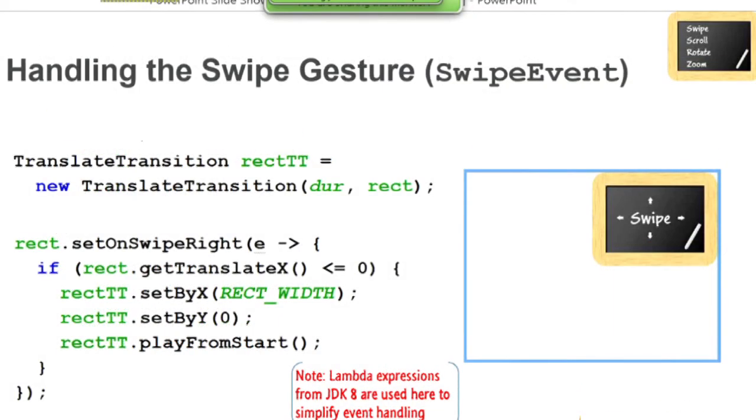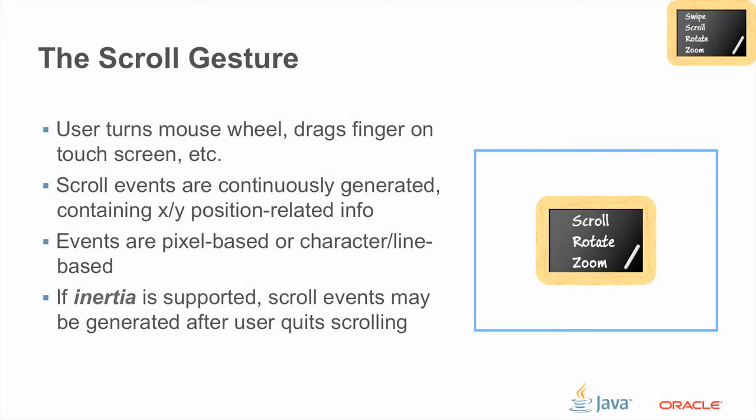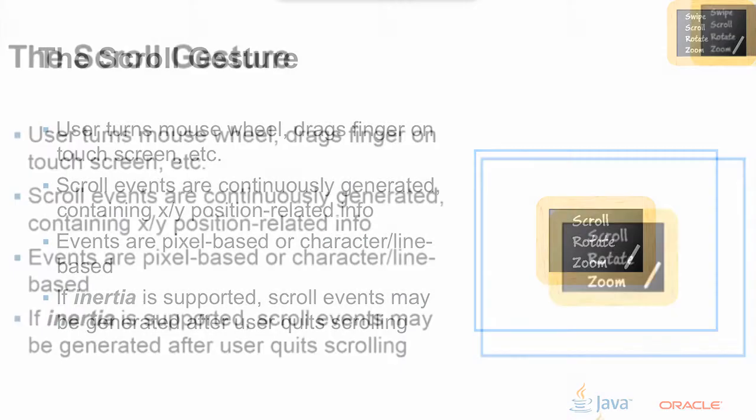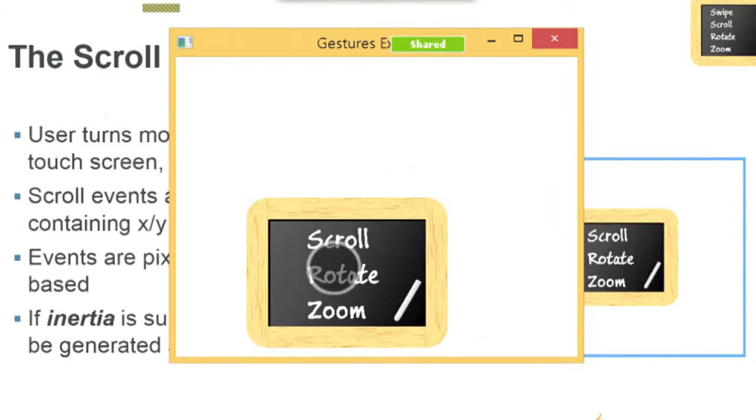And by the same token, we can set swipe left and swipe down. The scroll gesture is one in which the user drags their mouse or finger in any direction, and as they're dragging it around, it's scrolling. So here's an example of that.